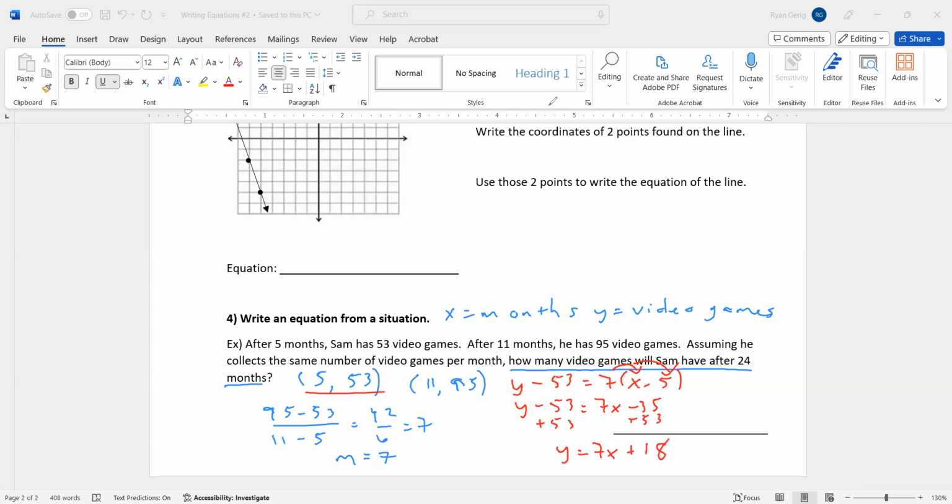Now, there's a piece of information that you have now. The y-intercept is 18. In this situation, what does that mean? That means he started with 18 video games when he started collecting. And then he's adding 7 per month after that. Now it should be pretty easy.